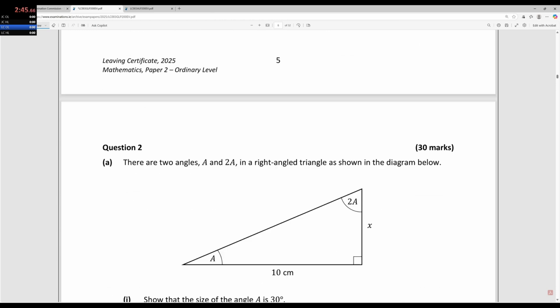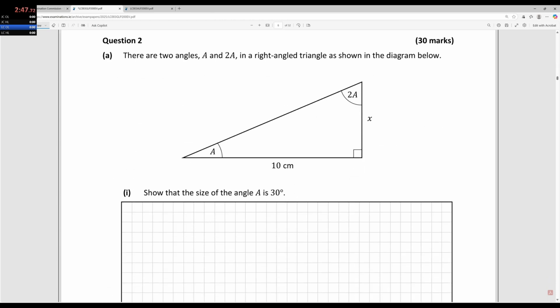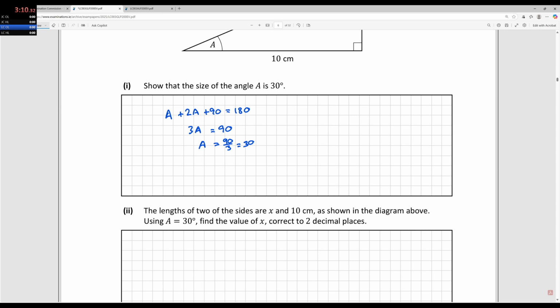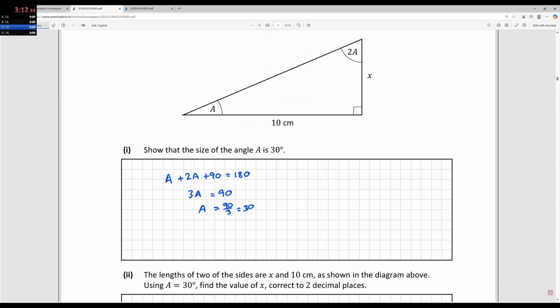That's not bad. I think hopefully they were okay with that. Well, yeah, okay. The first one's always kind of nice. There are two angles, A and 2A. Show the size of angle A is 30. So technically you'd have to do it like this. So that one you actually have to show it. You can't just say I know it. The lengths of two sides are x and 10 as shown, using A as 30. Find the value of x.